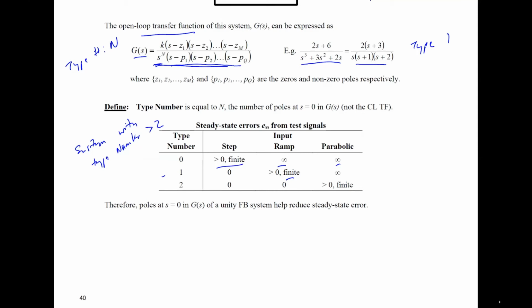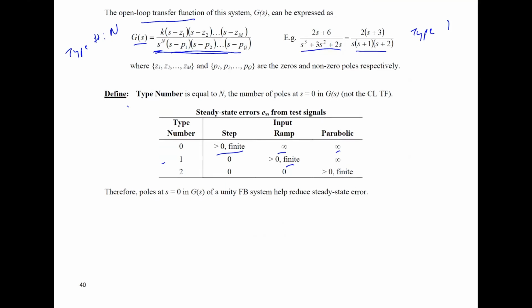So while it is good to have a system with a higher type number for reference tracking, there are issues. There are some trade-offs that we face in terms of stabilizing the system. So we have to be concerned about those as we go to systems with higher type numbers.